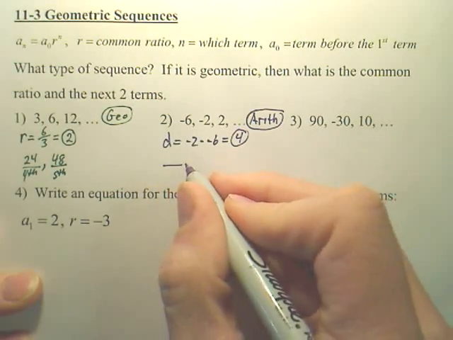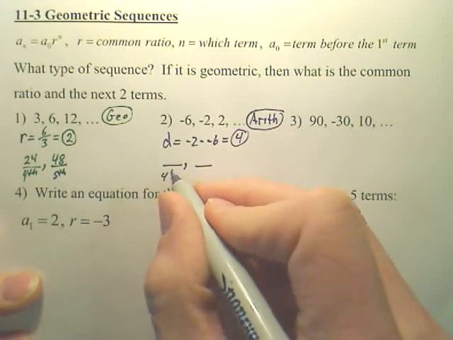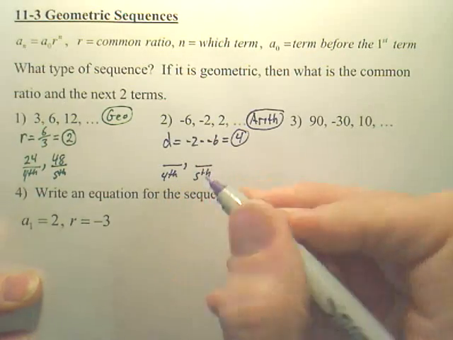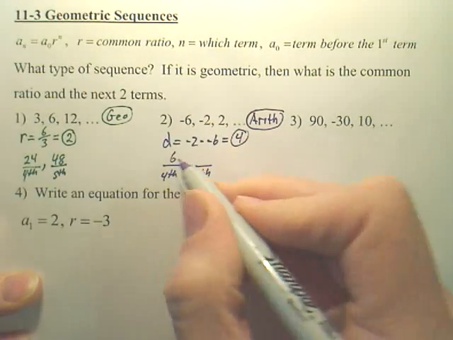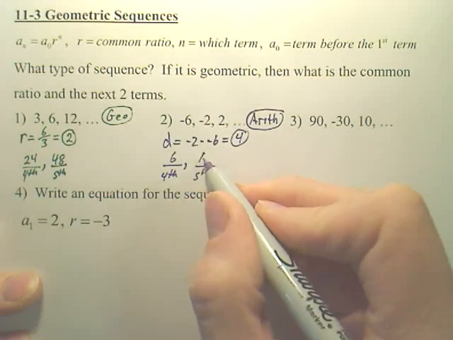And then if I'm adding 4 each time, what's my fourth and fifth term? Well, my fourth term, if I add 4 to 2, that'd be 6. If I add 4 to 6, that'd be 10.